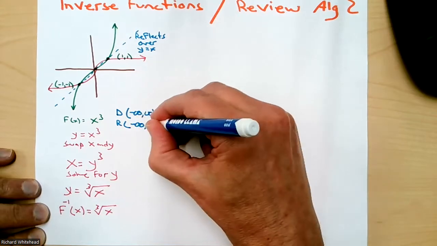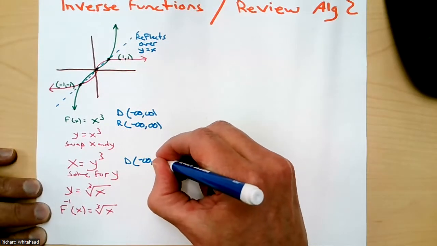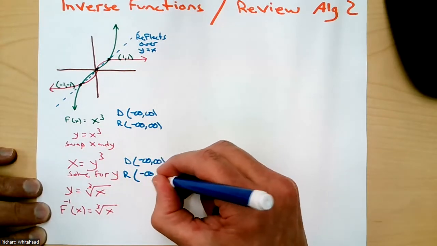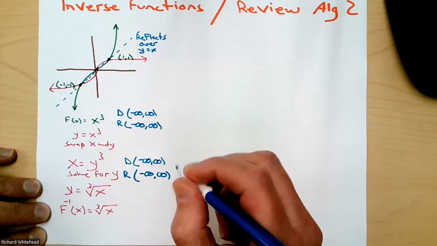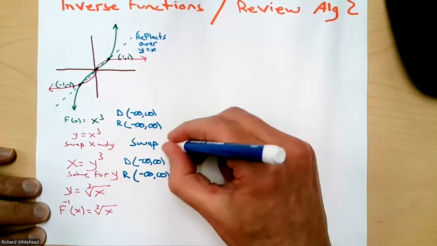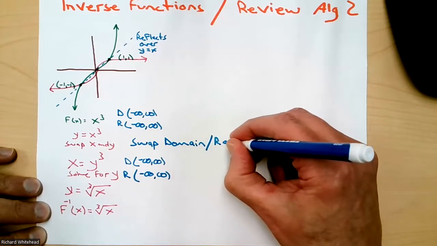And remember, if we're swapping x and y, that means we're also swapping the domain and range. Should have brought that up earlier. I've got that on the next thing we have to do. So we're swapping the domain and range. So we're swapping x and y. So we're also swapping the domain and range.